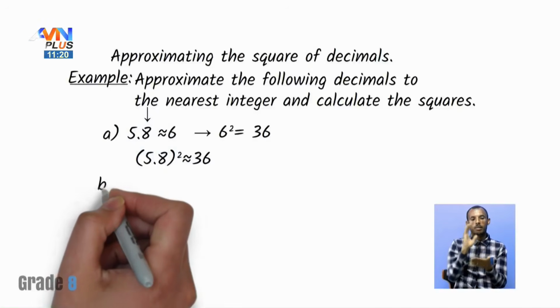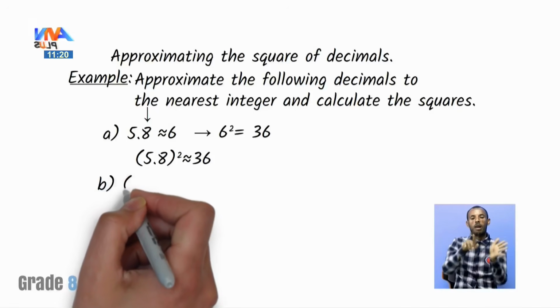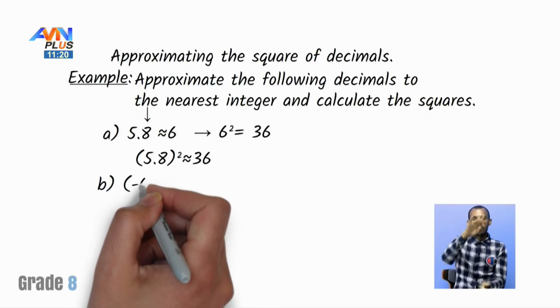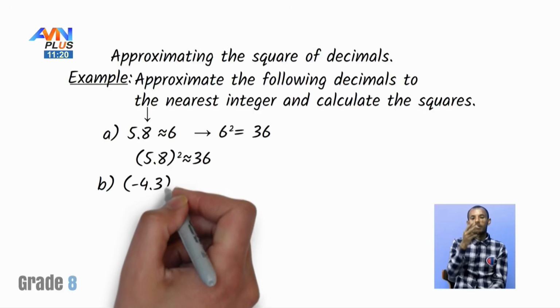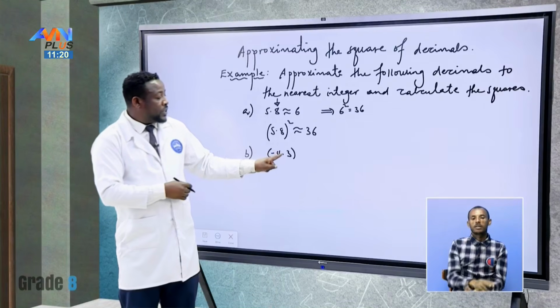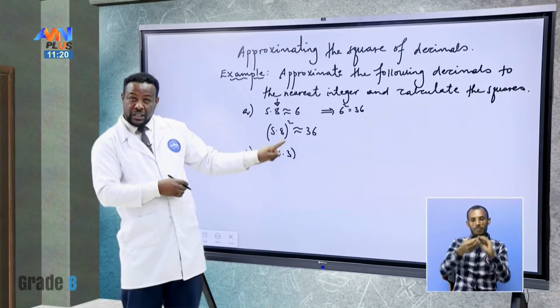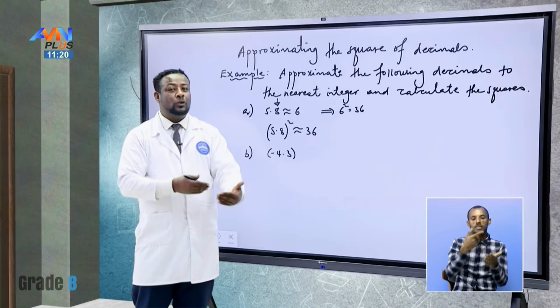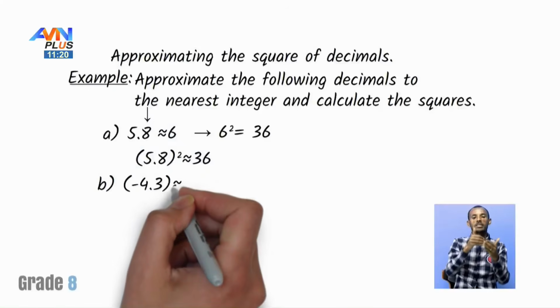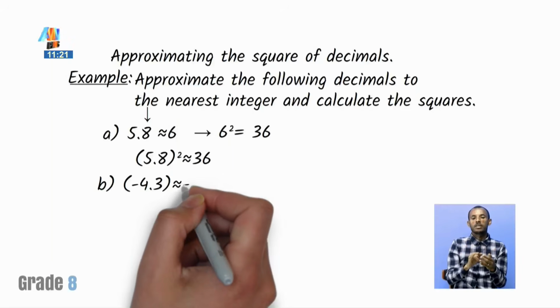Take negative 4.3. Okay, if you take negative 4.3, consider the number in the tenths digit, it's 3. So whenever you round this number to the nearest integer, this is approximately negative 4.